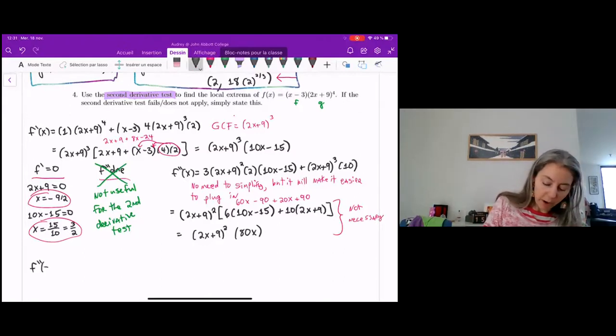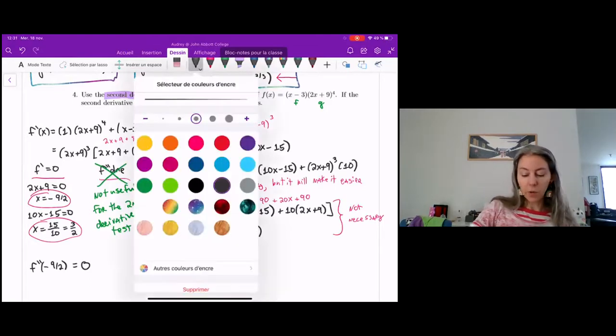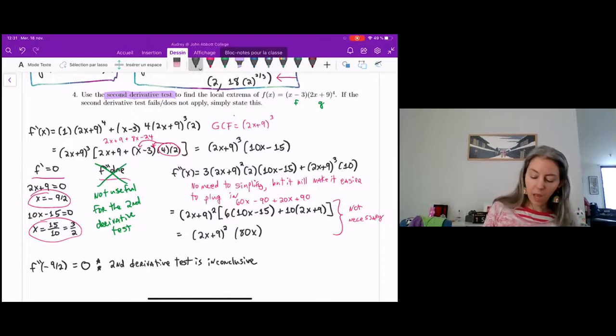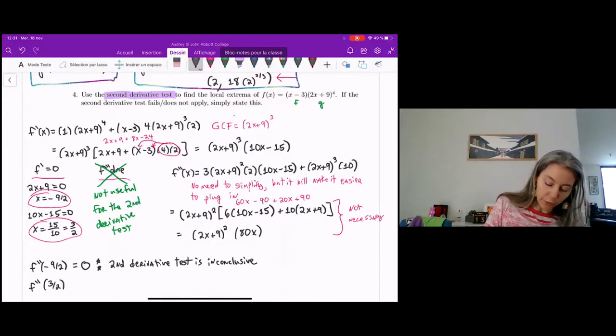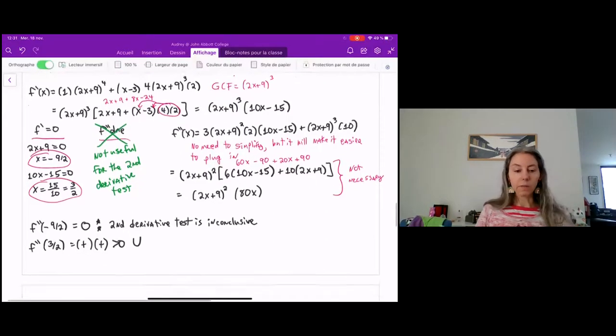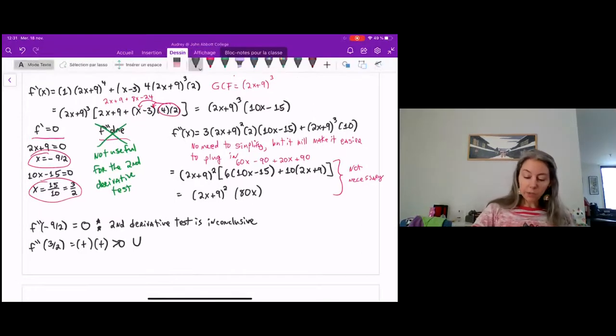So now I'm looking at f double prime of negative 9 over 2, and I can see that that's actually equal to 0. And if it's equal to 0, that means the second derivative test is inconclusive. And then I'm going to look at f double prime of 3 over 2. And 3 over 2 squared is clearly positive, and 80 times 3 over 2 is also positive. So this is greater than 0. So it's positive, so it's happy, which means that I have a min there.